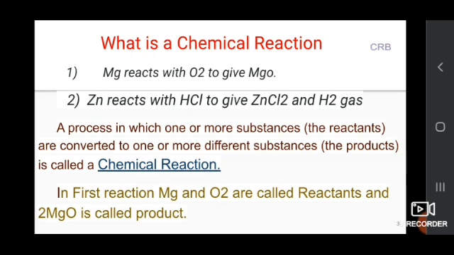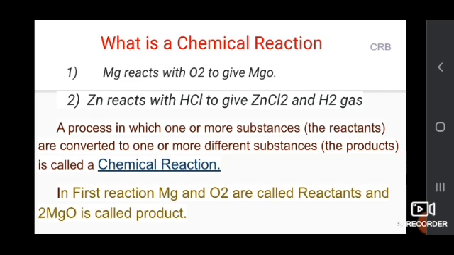in a chemical reaction, we can classify them into reactants and products. Here Mg and oxygen are called reactants. MgO, magnesium oxide, is called the product. In the second equation, zinc reacts with hydrochloric acid to give zinc chloride and H2 gas. Here zinc and HCl are called reactants, and zinc chloride and hydrogen gas are called products.